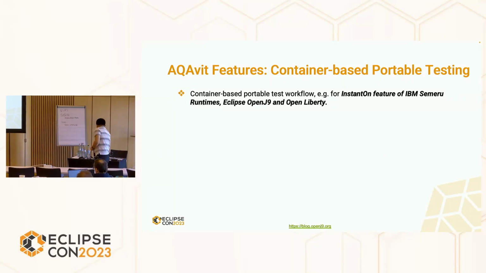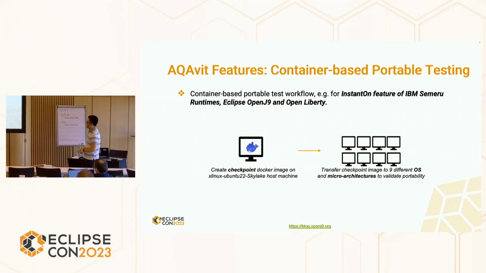So I will go into more details about instant-on features. For instant-on features on our AQAvit set, we want to specify the operating system. For example, the checkpoint we created on x Linux, and the OS is Ubuntu 22, and the microarchitecture it's using is Skylake.